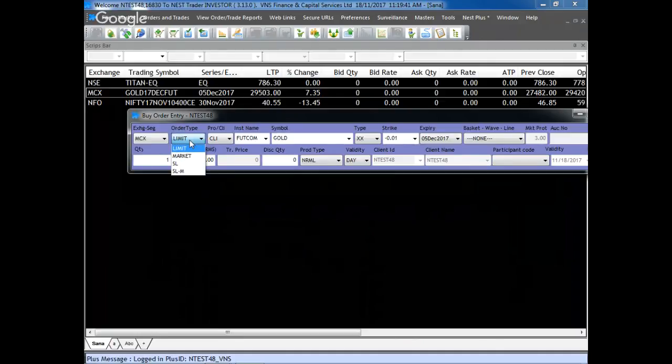In the order type, there are four options given: the limit, market, stop loss, and stop loss market. In the case of the buying window, limit stands for to buy a particular script below market rate.